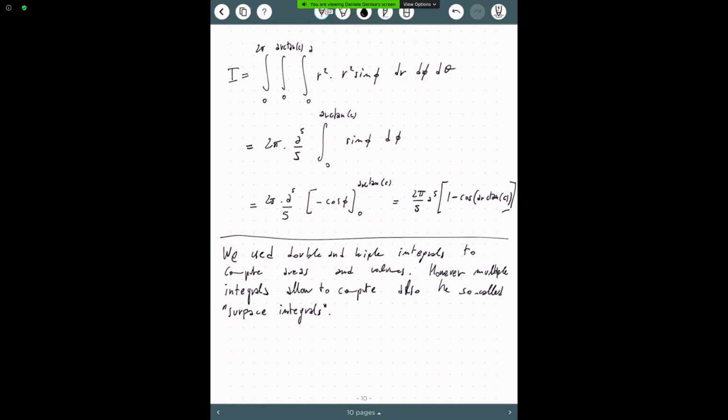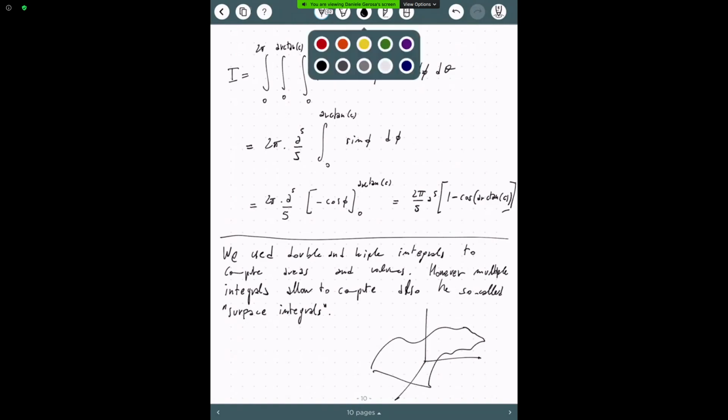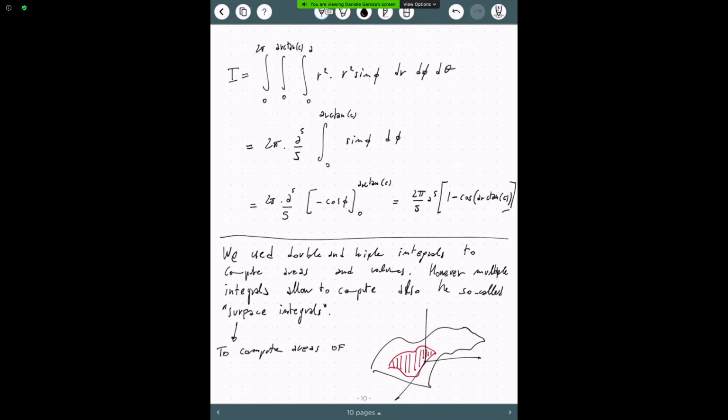Right. So what are surface integrals? Well, you have some surface in the space, and maybe you want to compute the area of a portion of this surface. Maybe you want to compute the area of this portion here. And this is possible via surface integrals. So surface integrals to compute areas of surfaces in R3 or Rn, right?